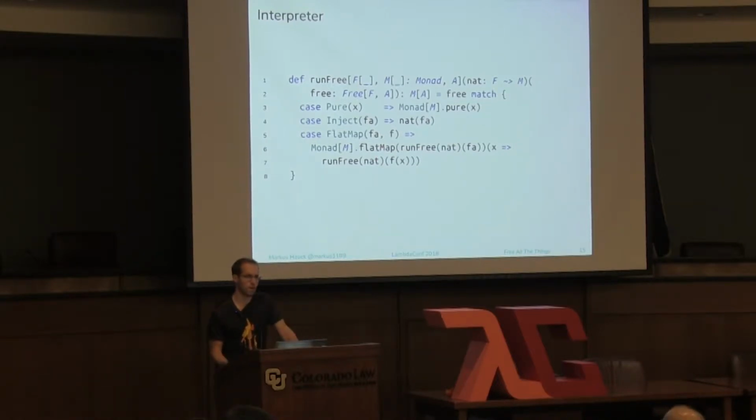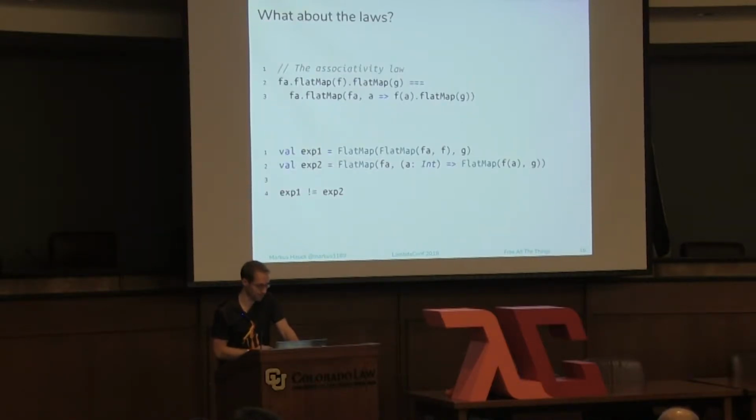And then we just pattern match on our instructions. If it's a Pure node, we can simply call the pure from the monad we have, from the target monad. If it's a FlatMap, we just call the flatMap and runFree recursively down our AST. And if it's the Inject case, we just apply our actual function that we get in, which translates into the target monad. So this is the basic structure of our interpreter.